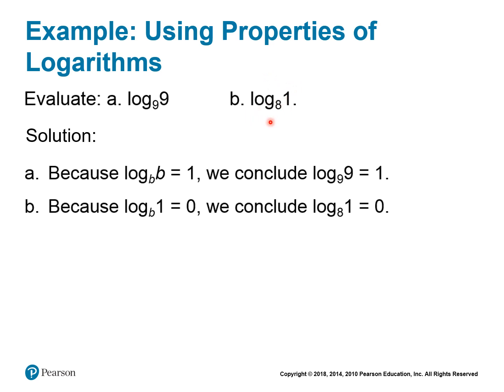Part B says log base 8 of 1. So whenever we have a 1 next to log base b, the answer is going to be a 0 no matter what this subscripted value is, whether it's 8 or 100 or 2000. As long as the number next to it is a 1, it'll always be an exponent of 0. So because log base b of 1 equals 0, by that property we learned before, we conclude log base 8 of 1 equals 0.